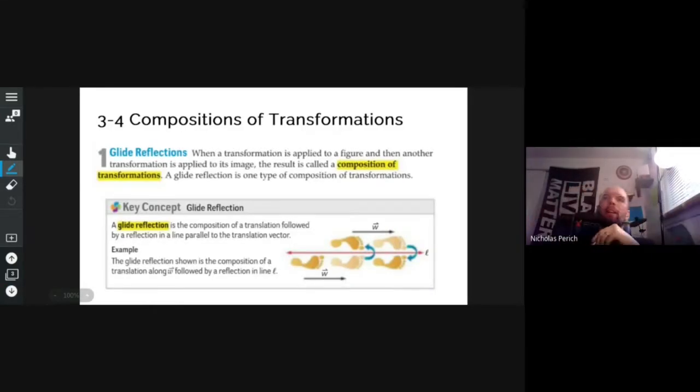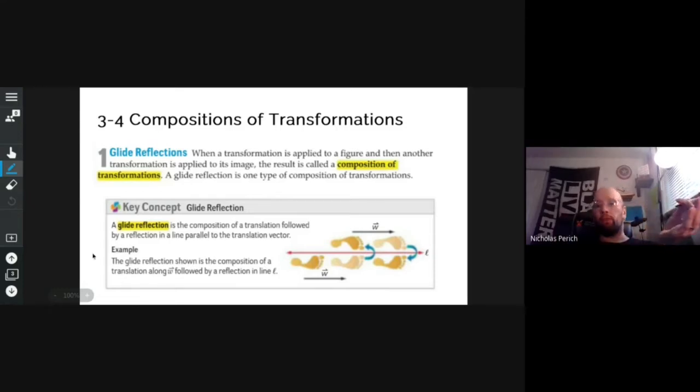Compositions of transformations. A composition of a transformation, again, is when you do more than one thing. So if I say, here, take this shape and reflect it and then rotate it, that's called a composition.